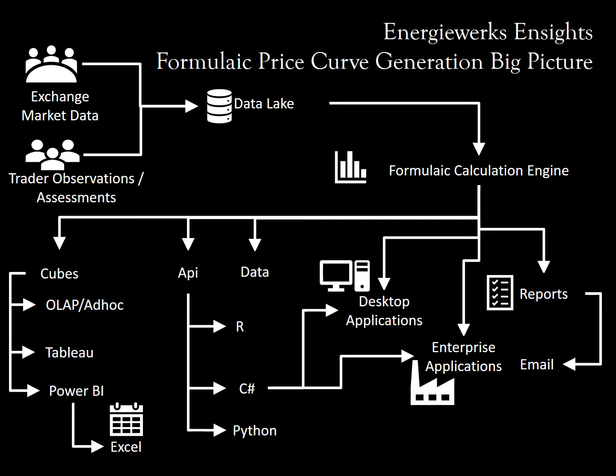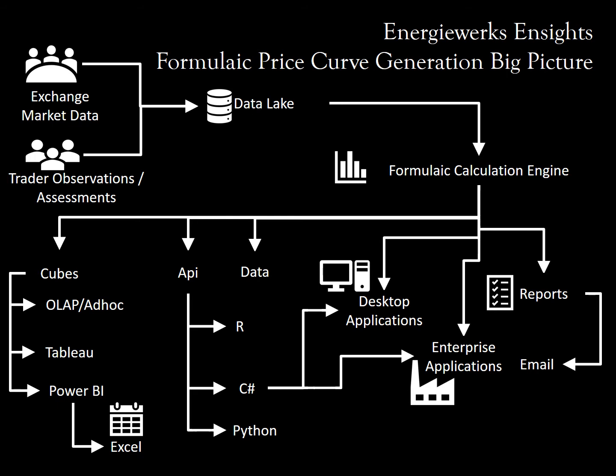The formulaic price curve generation application is used to generate price curves from elemental published prices. These prices include settlement prices sourced from the exchanges. Representative price curves for natural gas are settlement prices for natural gas futures, basis swaps, index swing swaps, vendor assessments, and prices published by traders or brokers. These prices are acquired, cleansed, aggregated, or blended, and then stored to the Energiewerks Ensights data warehouse.